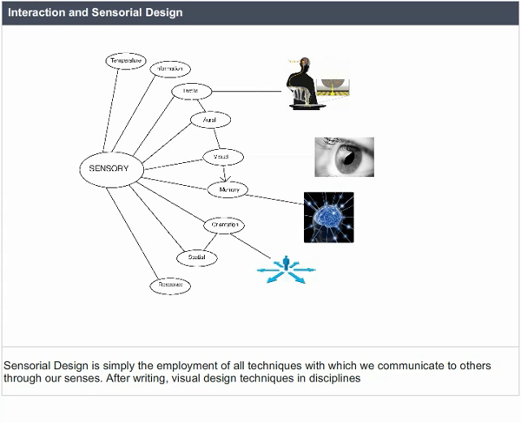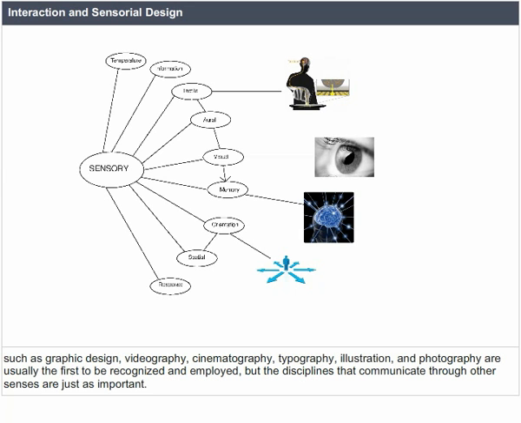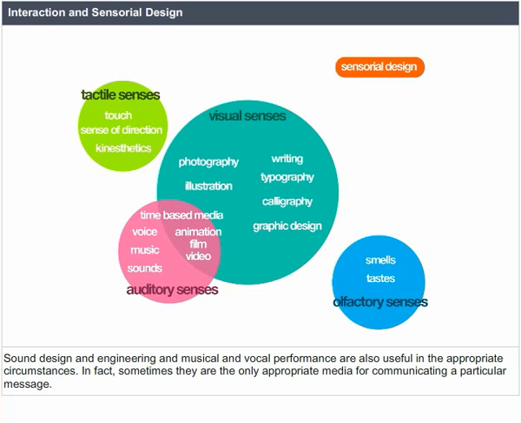Sensorial design is simply the employment of all techniques with which we communicate to others through our senses. Visual design techniques in disciplines such as graphic design, videography, cinematography, typography, illustration, and photography are usually the first to be recognized and employed. But the disciplines that communicate through other senses are just as important. Sound design and engineering and musical and vocal performances are also useful in the appropriate circumstances. In fact, sometimes they are the only appropriate media for communicating a particular message.